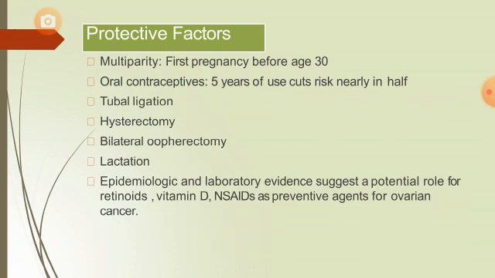So the protective factors include multiparity, giving birth to more children, or the first pregnancy being before the age of 30 years old. The use of oral contraceptives also acts as a protective factor. Five years of use cuts risk nearly in half in one publication. Tubal ligation, hysterectomy, and bilateral oophorectomy are used as protective measures in patients with proven gene mutations, BRCA1, BRCA2 mutations, for example.